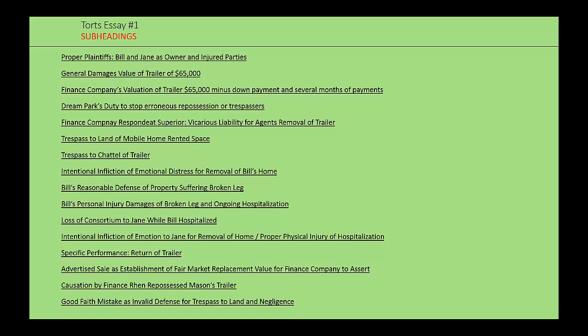Finance company's respondeat superior vicarious liability for agents' removal of the trailer. Trespass to land of the mobile home in the rental space. So you can see that we have our areas of law and fact combined. Bill's personal injury damages of a broken leg. Loss of consortium while Bill's in the hospital, so we've got our issue or our law and the hospitalization. Advertised sale as established fair market value: fact, law. So you can see a pattern here.